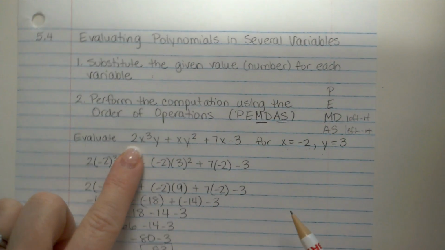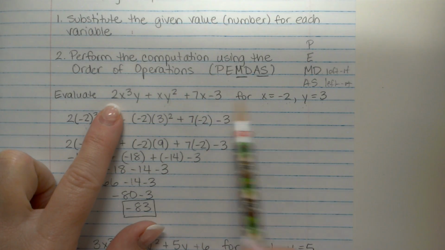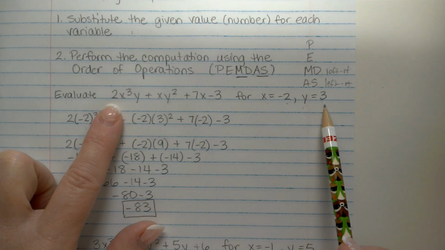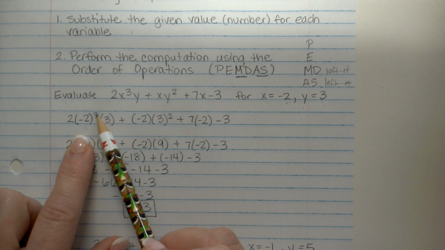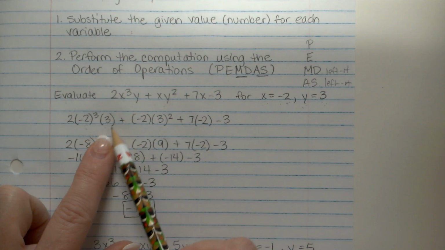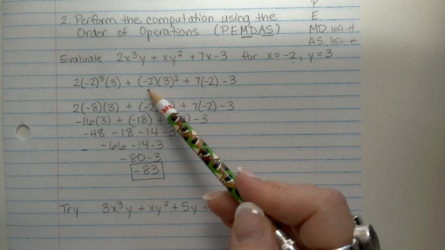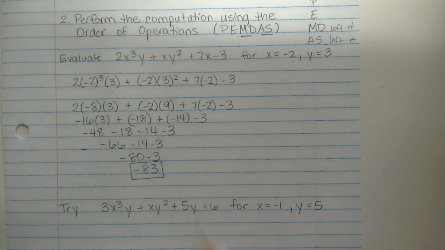So here we're given this expression, 2x cubed times y plus xy squared plus 7x minus 3, and we want x to be replaced with -2 and y to be replaced with 3. So basically, everywhere there's an x, I put a -2 in parentheses, and everywhere there's a y, I put a 3 in parentheses. And the parentheses are helpful because they help keep track to make sure that whatever I did to the original variable is also being done to the number.